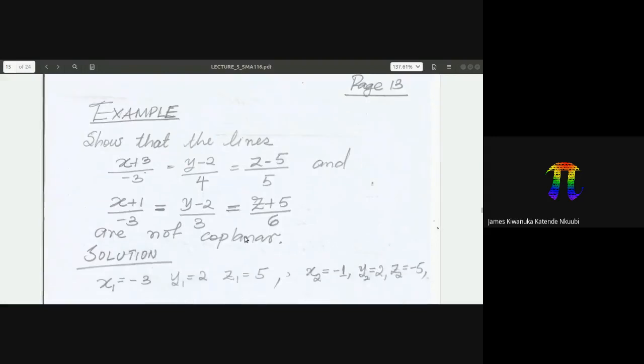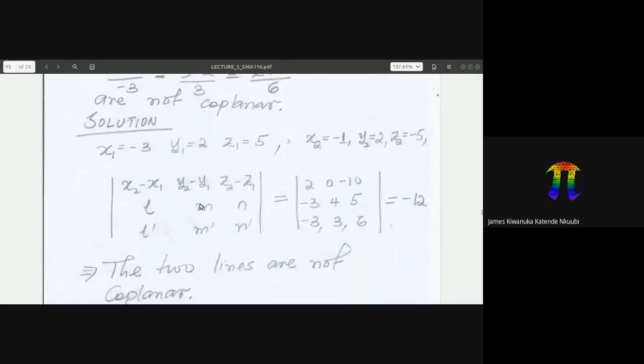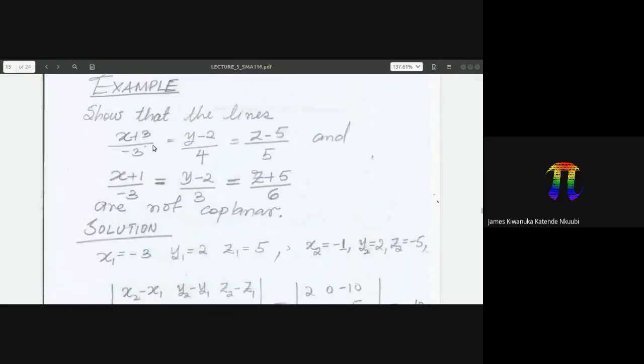So here is an example. We just apply the same ideas. The example says show that these two lines, (x plus 3) over -3 is equal to y over 2, y minus 2 over 4 is equal to (z minus 5) over 5. Then (x plus 1) over minus 3 is equal to (y minus 2) over 3 is equal to (z plus 5) over 6.